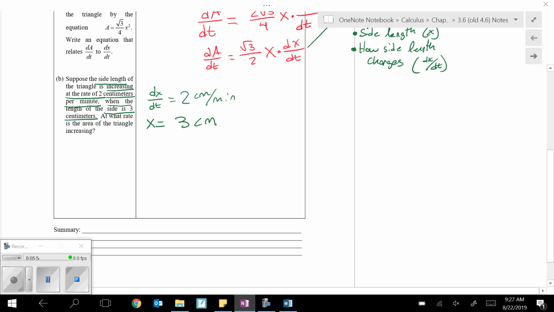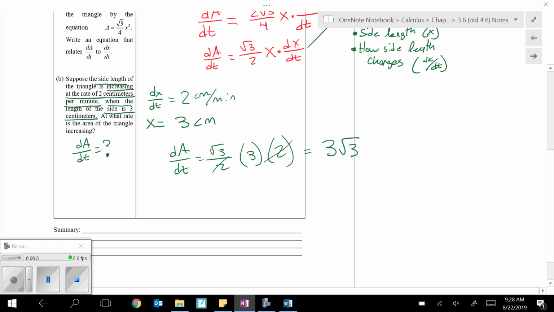And then the question is, at what rate is the area of the triangle increasing? So that sounds like we're looking for dA/dt equals question mark. Thankfully, we already came up with the equation for dA/dt, so at this point we just got to plug the numbers in. We said the side length x is 3, and it's changing at a rate of 2 centimeters per minute, which leaves us with something not so terrible here. 3 root 3, you can punch it in the calculator if you want.